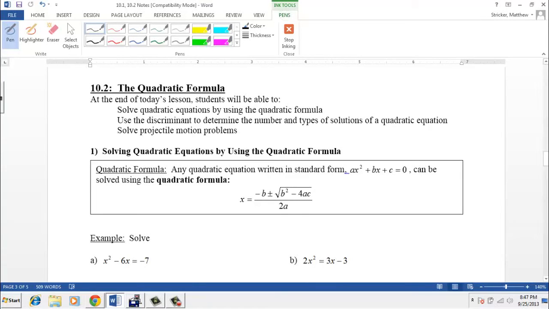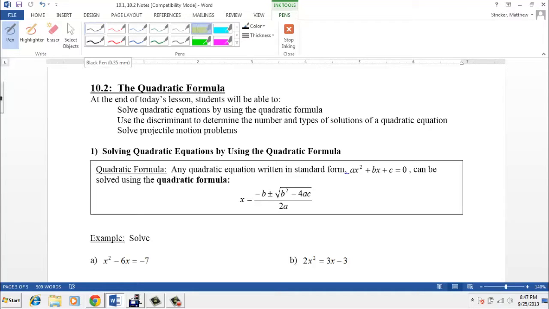Hi, this video covers section 10.2 in which we talk about yet another way of solving quadratic equations. And this is something you should have seen before. It's the quadratic formula, which should be familiar.